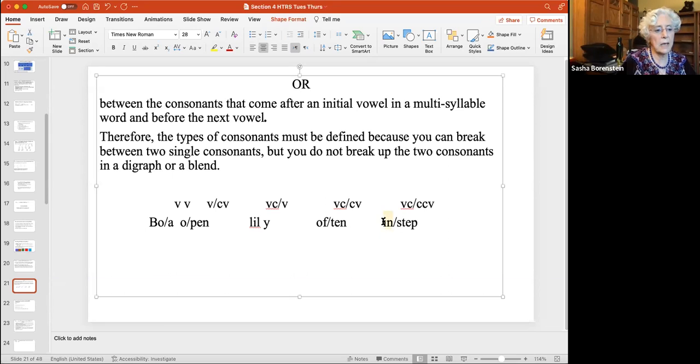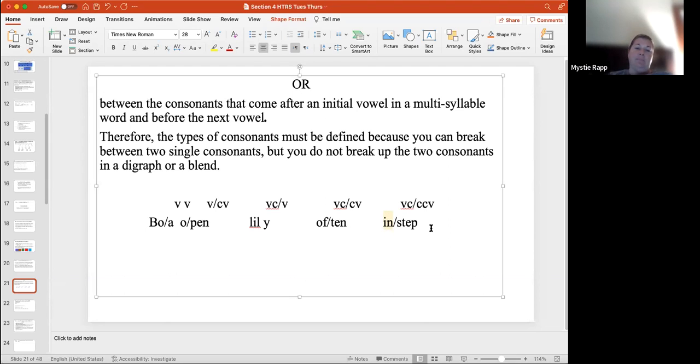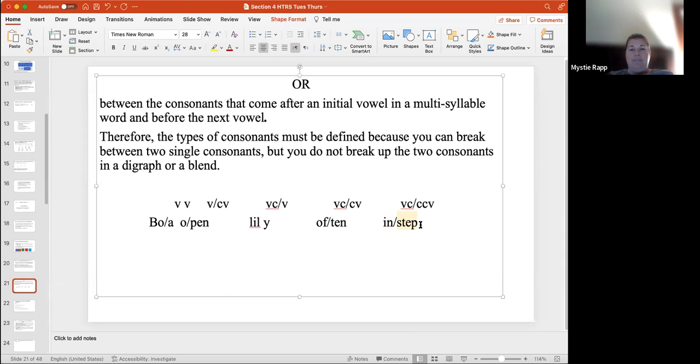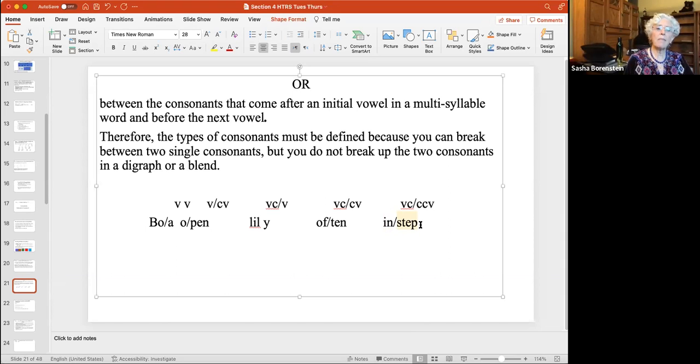Okay. Let's see if the word makes sense if we pronounce it that way. IN, what would that say? In. And STEP. Step. Does that sound like a real word to you? Instep? Yes. Okay. What I just did there is a technique that the people who work a lot with morphology and the meanings of words use. I said, let's see if this makes sense. Do you know any other words that contain this pattern?